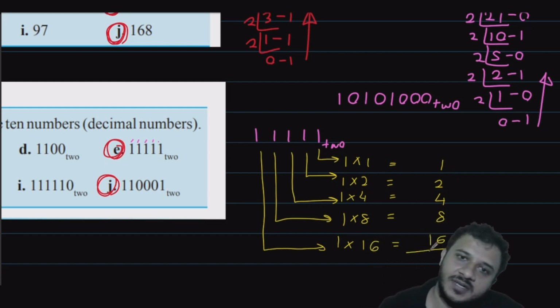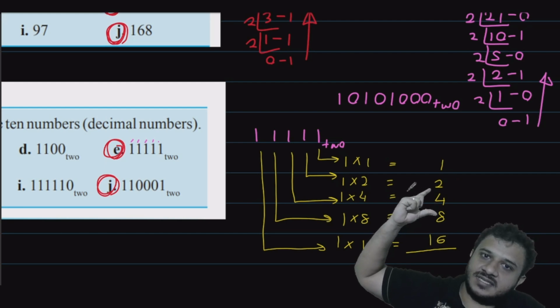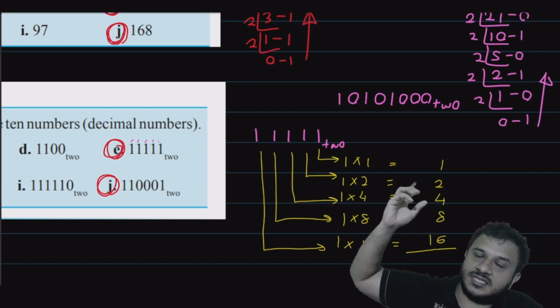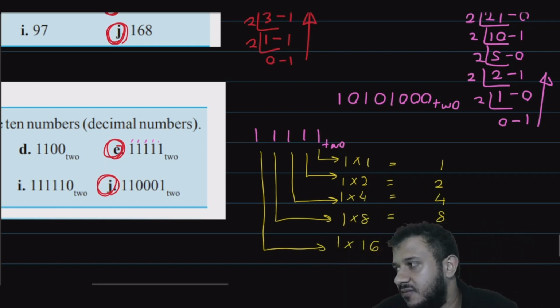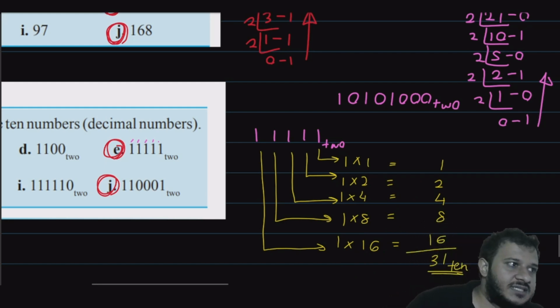And if you add them up, 16 plus 4, we know it's a 20. This is a 10 with a 1. 20 with a 10, that's a 30. 30 with a 1 is 31. 31 base 10 is the first answer. Got it, everyone?